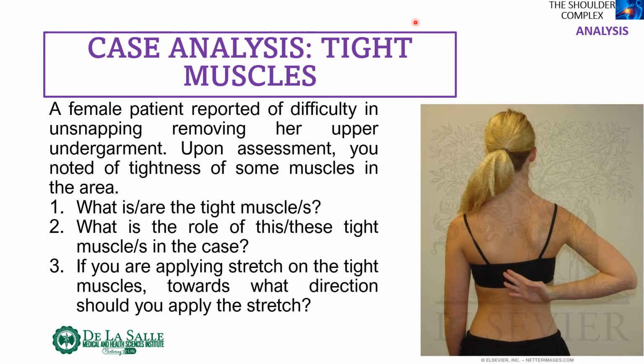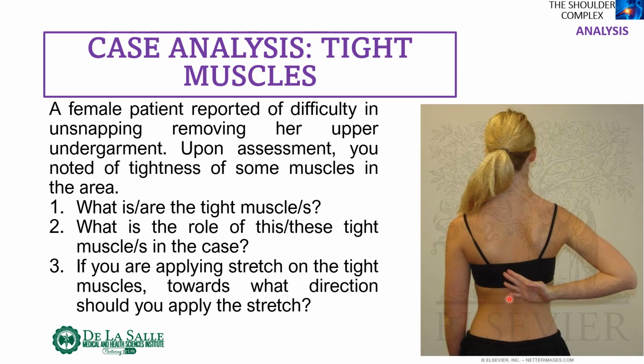Next case, tight muscles. A female patient reported difficulty in unsnapping or removing her upper undergarment, which involves this motion. Upon assessment, you noted tightness of some muscles in the area, causing the difficulty in performing this motion. So first question is, what are the tight muscles? Second question, what is the role of these tight muscles in the case? And third, if you are applying stretch on the tight muscles, towards what direction should you apply the stretch?